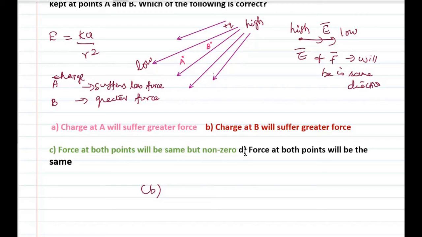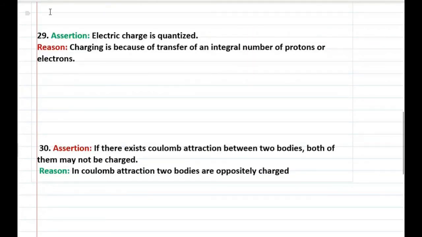Both force at both points will be the same? No. So the option is B because B is closer to the high potential region. This is the high potential region and this will be the low potential region. Electric field lines move from high potential to low potential. That point we have to remember. Next we'll see the assertion type questions.